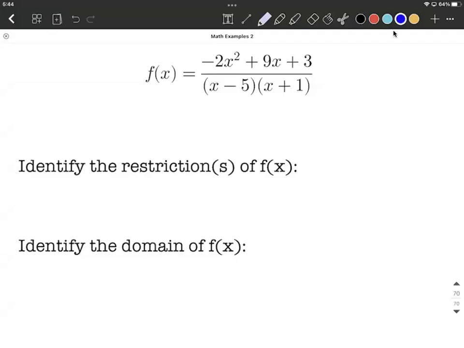Okay, we're given a rational function in this example. We want to identify the restrictions and then identify the domain. So as we're thinking about the restrictions, these are the values of x that we're not allowed to plug in. In this case, because we have a rational function, we're not allowed to divide by 0.